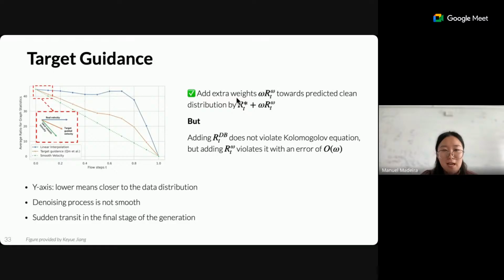To realize so, we add some extra weight that is referred to as R omega to the original base rate matrix R star. And this R omega is adding more weight to the predicted clean graph distribution. So this method is inherently different from the previous stochasticity method, because adding this RDB used in stochasticity does not violate the Kolmogorov equation, but adding this R omega is guiding the distribution to the clean data distribution. So it violates this equation with an error of O omega.